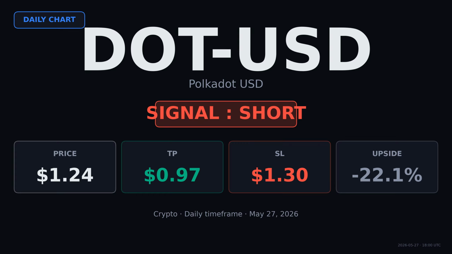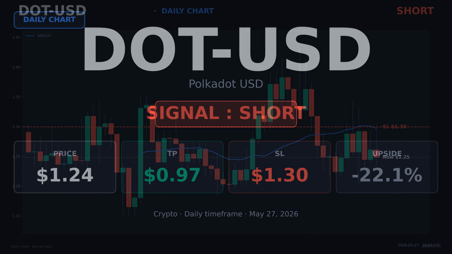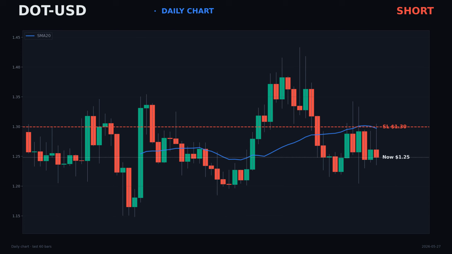For reference, price is 124. Model target is 0.10. That's 22.1%. Okay, let's look at the chart. We're on the daily time frame, last 60 bars. Price action is in a downtrend of moderate strength. That's our primary directional bias right out of the gate.